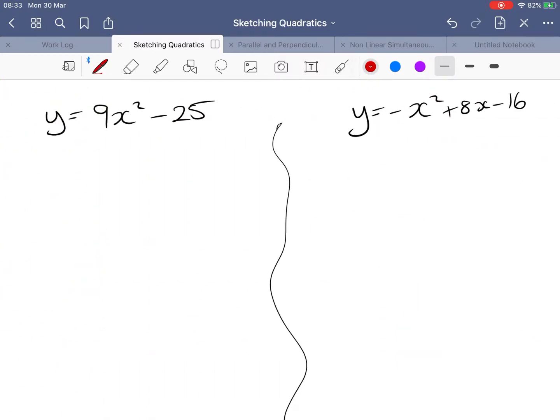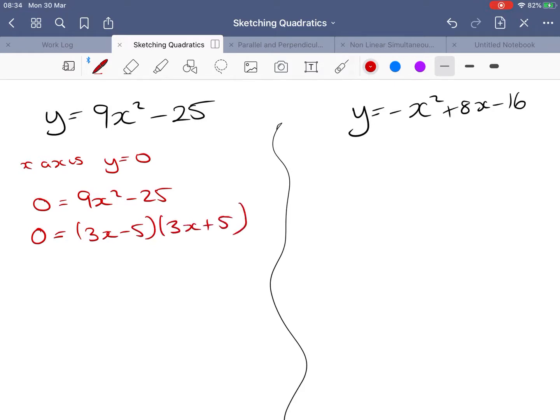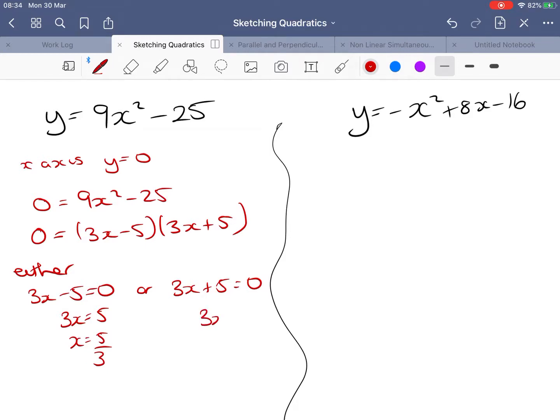Okay. Right. I'm not going to do the one on the right-hand side, but let's quickly do the left-hand side. So again, on the x-axis, y equals 0. Now this is a bit of a different one actually, because you can factorise and say, well, that's a difference of 2 squares, so I know that's 3x minus 5 and 3x plus 5. So either 3x minus 5 equals 0 or 3x plus 5 equals 0. So 3x equals 5, so x is 5/3. Or 3x is minus 5, so x is minus 5/3.